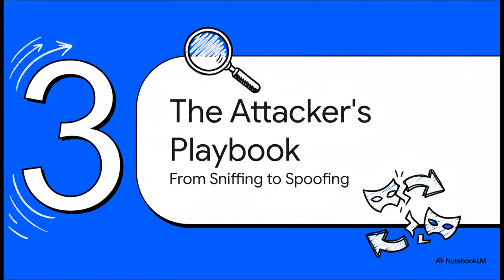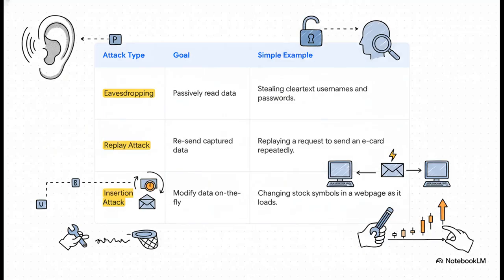Okay, so our attacker now controls all the traffic. The big question is, so what? What can they actually do with all this power? Well, this is where things get really interesting, because there's a whole playbook of attacks that are now on the table, from just quietly listening in to actively changing what people see on their screens. We can break it down into three main types.